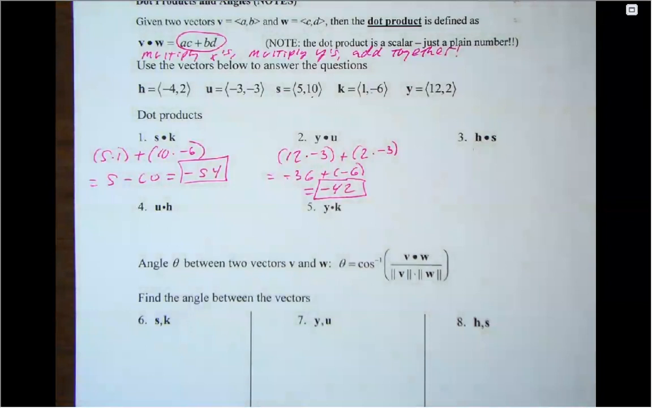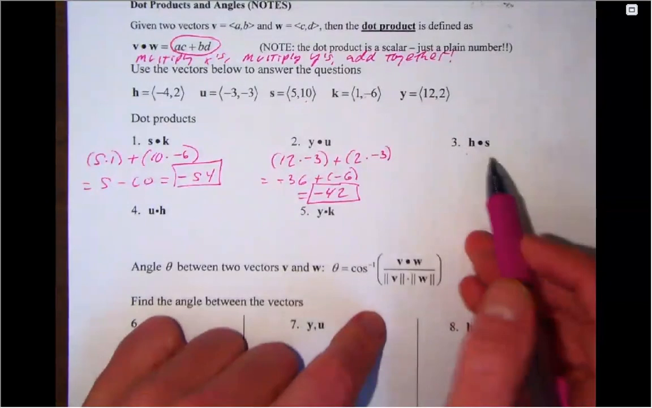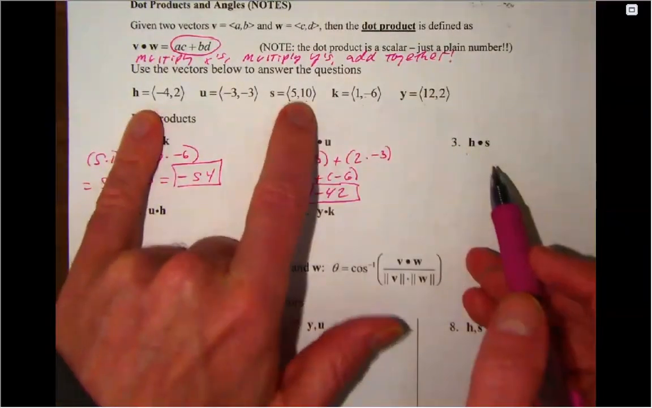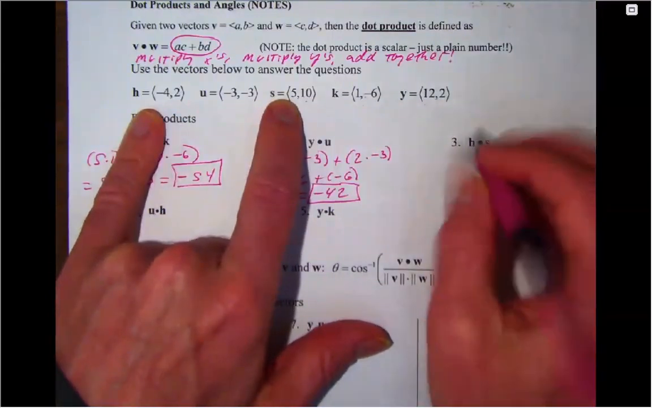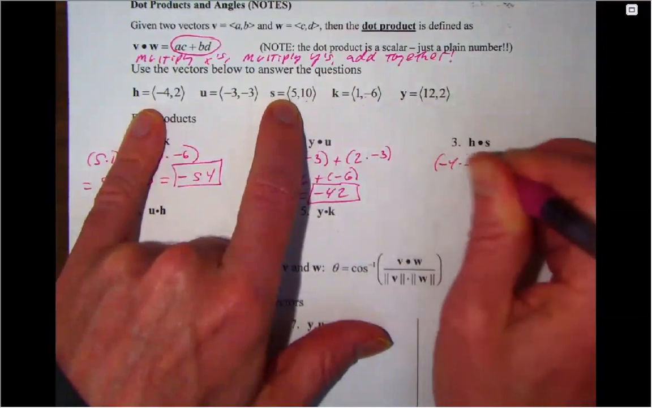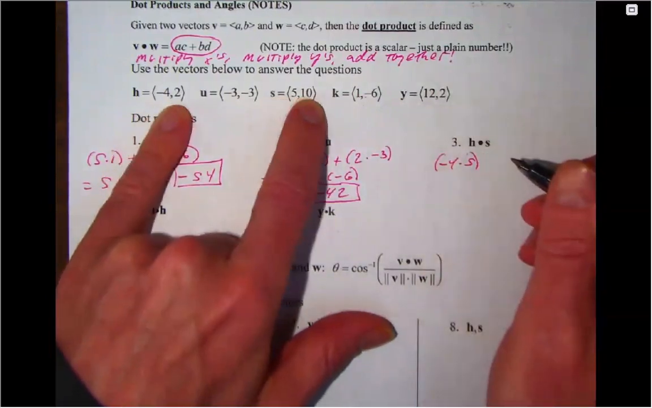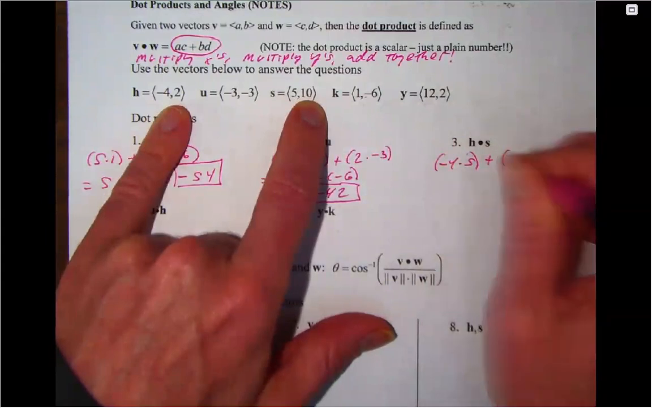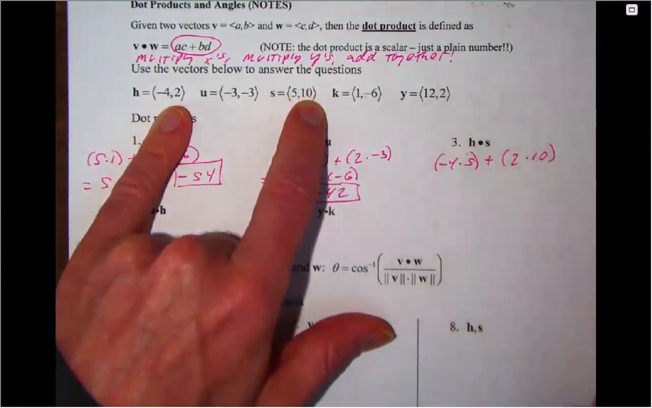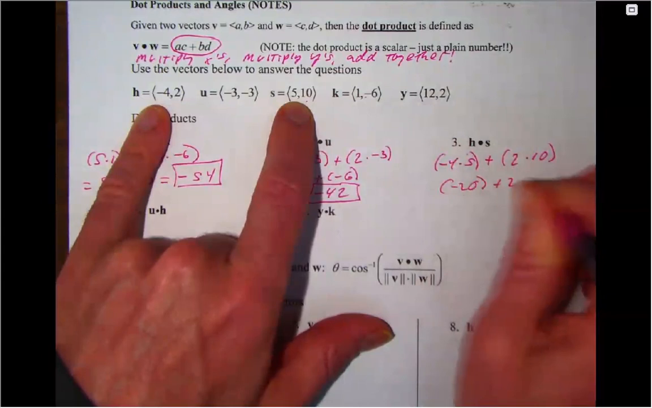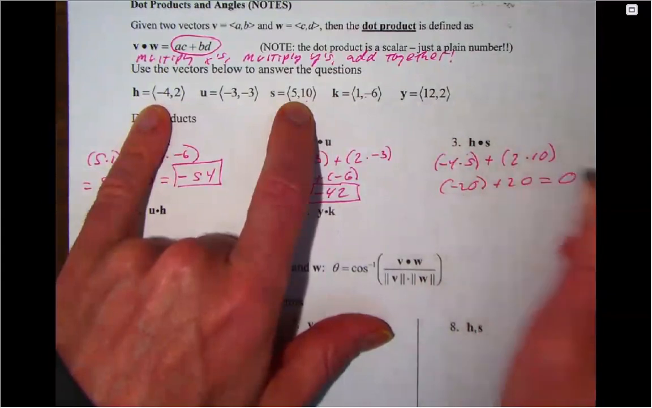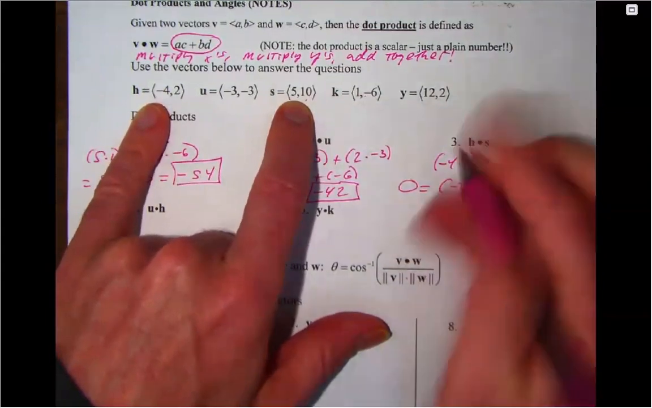So let's take a look at number 3 here. We got H and S, so we got this vector and that one. Again, we multiply the x values, so it'll be -4 times 5. And then multiply the y values, so combine that with 2 times 10. So that's -20 plus 20, which is equal to 0. So the dot product on number 3 would be 0. Or I'll put the 0 there, sorry.